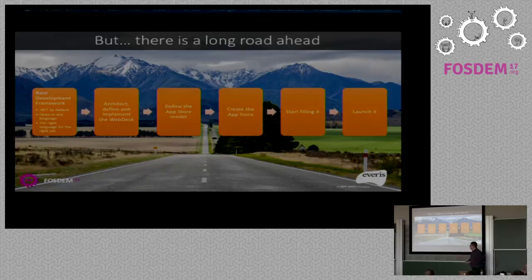We need to architect, define, and implement this web desktop view where you can deploy applications and automatically run them. Define an App Store model open to everyone, so they can connect, get any application they need for their business, and get it running. Create the App Store, fill it. That is the hard part, because you need a lot of business knowledge that a lot of companies in the market may have, and put it on the way.